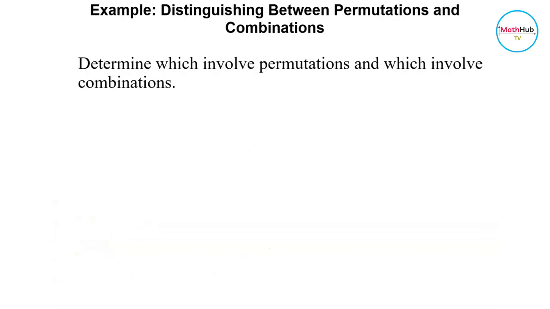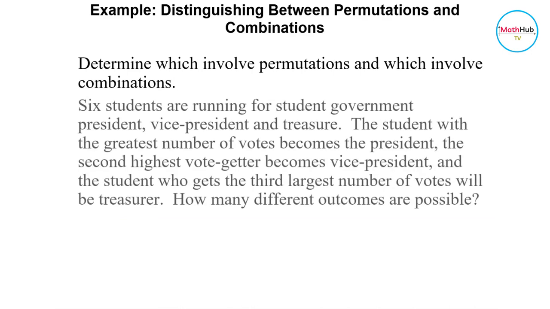To help us distinguish between the permutation and combinations, let us consider the following problem. 6 students are running for student government: president, vice president, and treasurer. The student who gets the greatest number of votes becomes the president. The second highest vote getter becomes the vice president, and the student who gets the third largest number of votes will be the treasurer. How many different outcomes are possible?